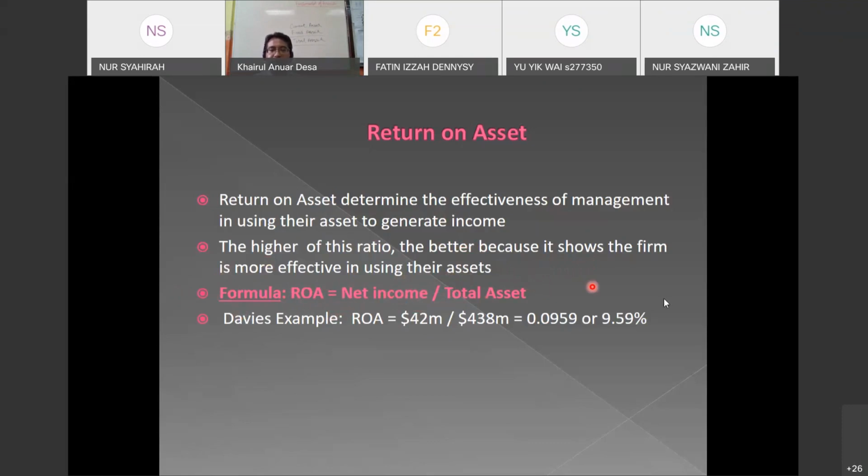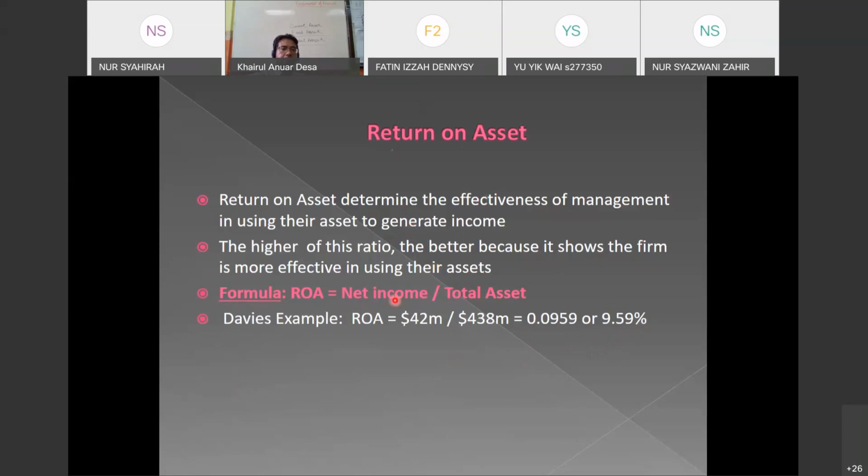Semakin tinggi result ataupun nisbah return on asset itu adalah semakin bagus. Okay. Bermaksud kalau kita lihat di sini 42 over 438. So the result is about 10%. 9.59%. Okay. Setakat itu ada soalan?